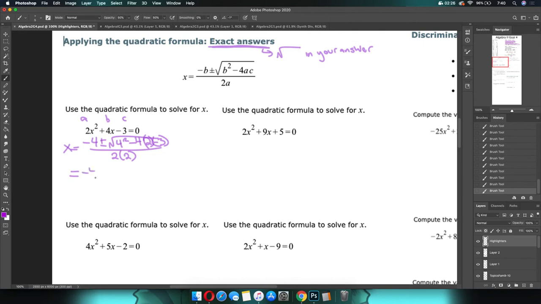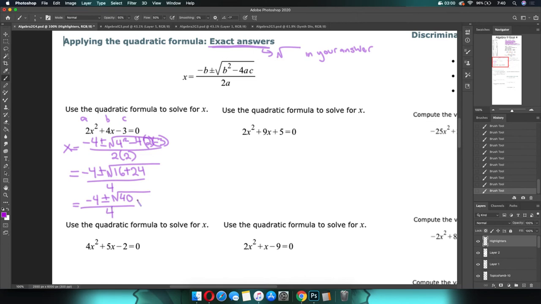So it's opposite 4 plus or minus. What is 4 squared? 16 minus, or nope, there's a negative here and a negative here, so that's a positive. 4 times 2 is 8. 8 times 3 is 24, all over 4, okay? So that is negative 4 plus or minus the square root of 16 and 24, which is 40, and then all of that is over 4.